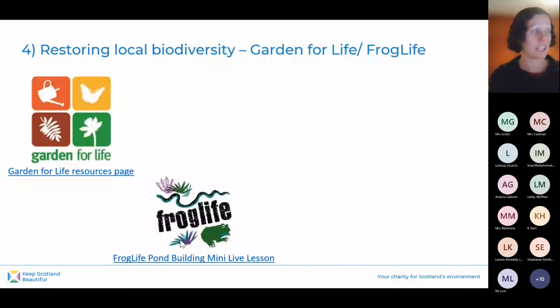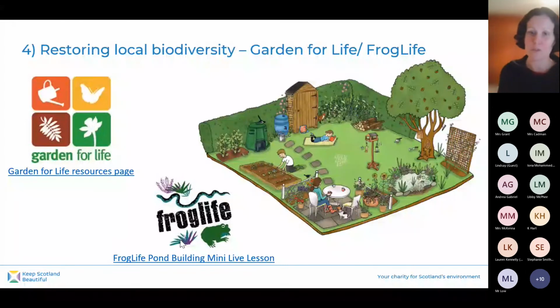So we have a set of resources from Garden for Life, which have some beautiful images and some ideas about how you can make your school grounds much more wildlife friendly. So how you can do all of these elements to create a wildlife garden. We've got suggestions for wildflowers to plant, how to create bug hotels. There's loads in there. Again, that's a clickable link, and I'll send you the link in an email tomorrow.